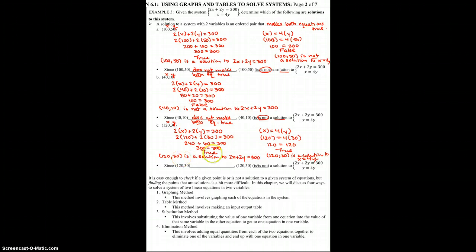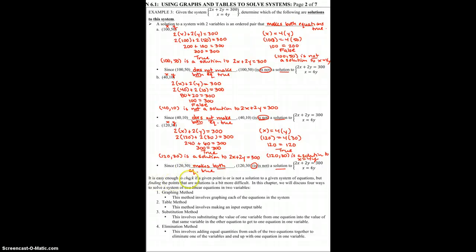So this ordered pair is a solution to both equations in our system. So it's a solution to the system itself. So since 120 comma 30 makes both equations true, 120 comma 30 is a solution to the system of these two equations. Okay, so this tells us that if our poster was 120 by 30, it would meet the criteria where the perimeter was 300 and one dimension was 4 times the other.